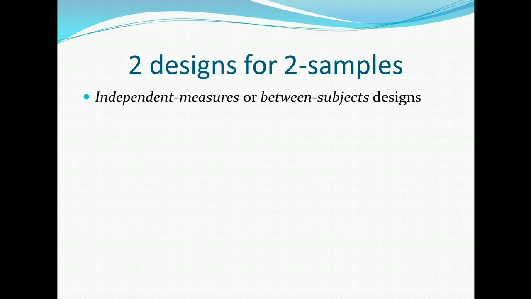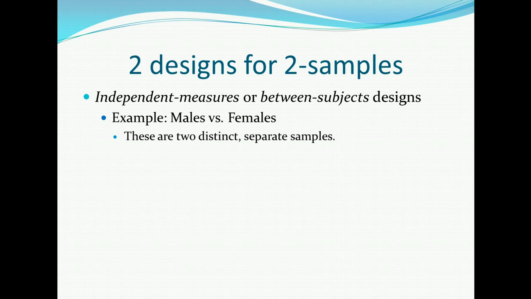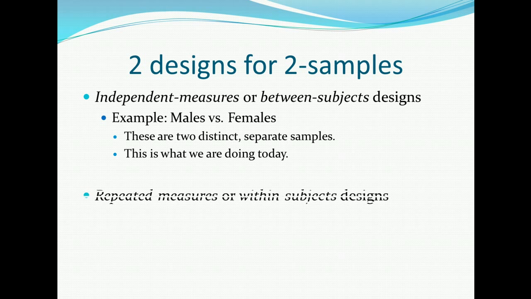So we have two designs for two samples. So independent measures or between subjects designs. So example males versus females, where there are two distinct separate samples. So meaning not husband and wives, if you're thinking of the dependent samples example, but two distinct separate samples. And actually in the independent samples design, you would remove anybody who was, couples, who were both in the study, because you wouldn't want that to interfere with your assumption of independence, which is an assumption of parametric tests that observations would be independent of one another. And this is what we're going to be talking about today.